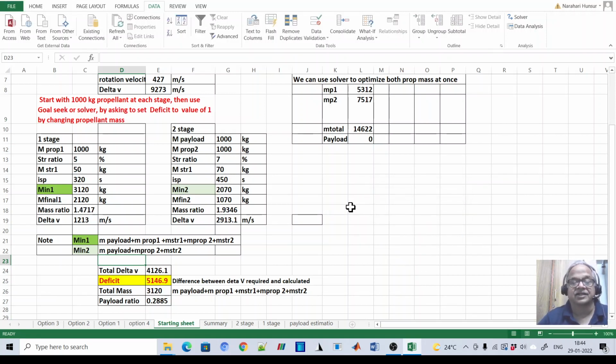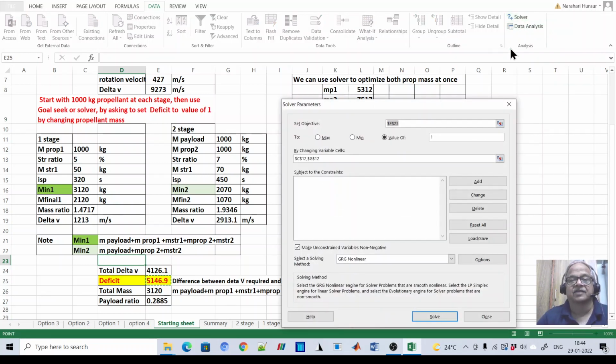Unfortunately, that cannot be done by Goal Seek. However, there is another option which we can do. There is a plugin called Solver. So I take the Solver plugin that comes in here. There again, as I said, set objective, this is the deficit, to a value of 1 by changing.